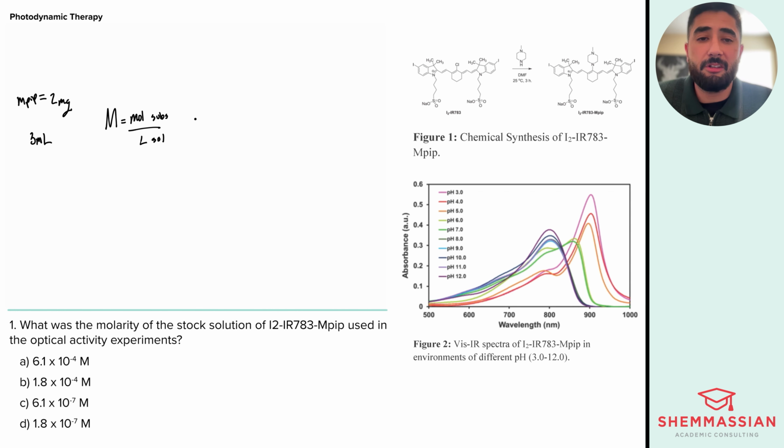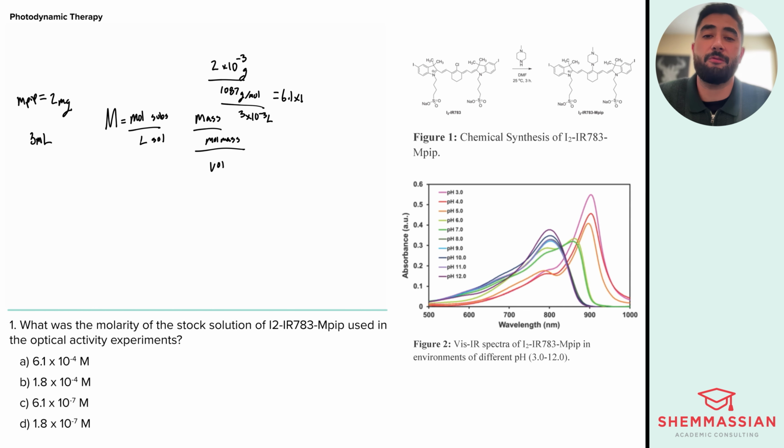We can calculate that by dividing mass by molar mass, then subsequently dividing by volume of a liquid. So we're going to be doing 2 times 10 to the -3 grams divided by 1,087 grams per mole, divided by 3 times 10 to the -3 liters. And that would give us roughly 6.1 times 10 to the -4 molarity.